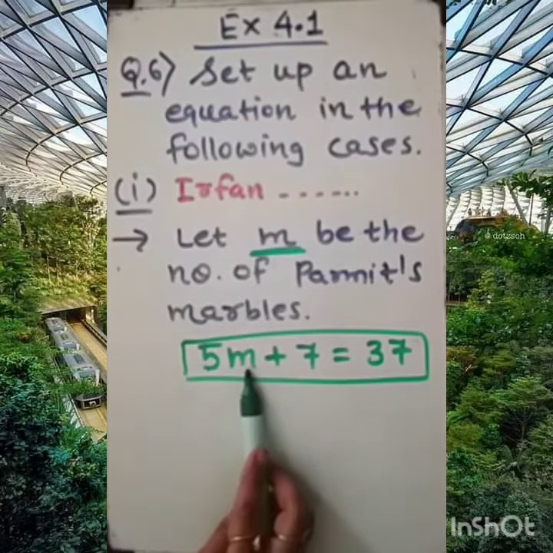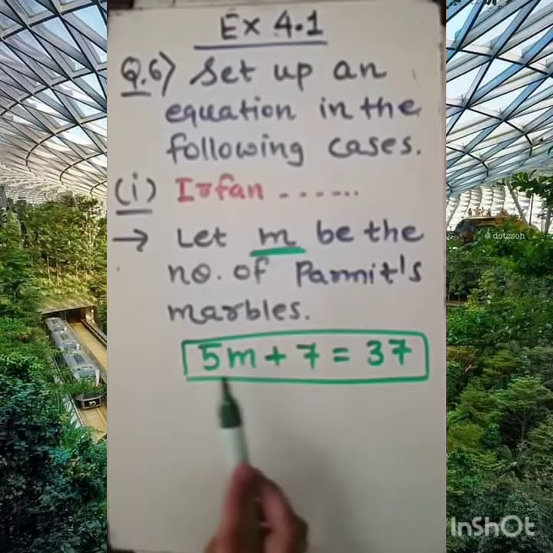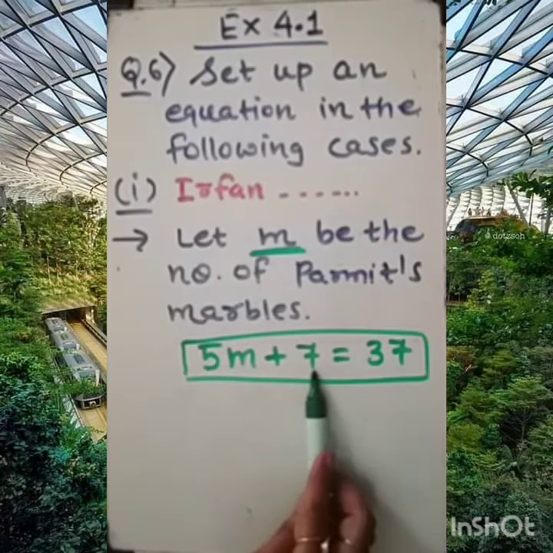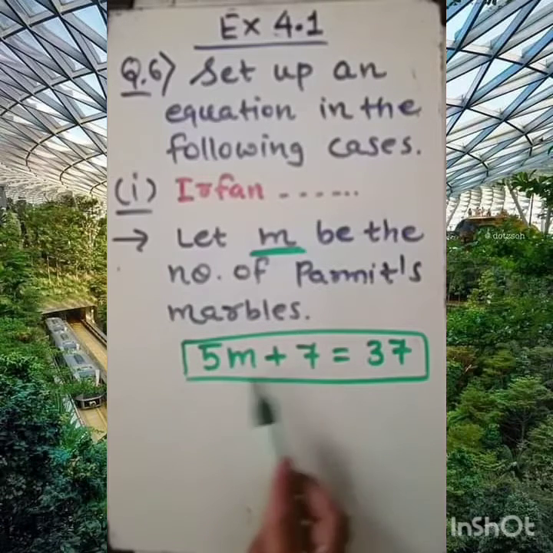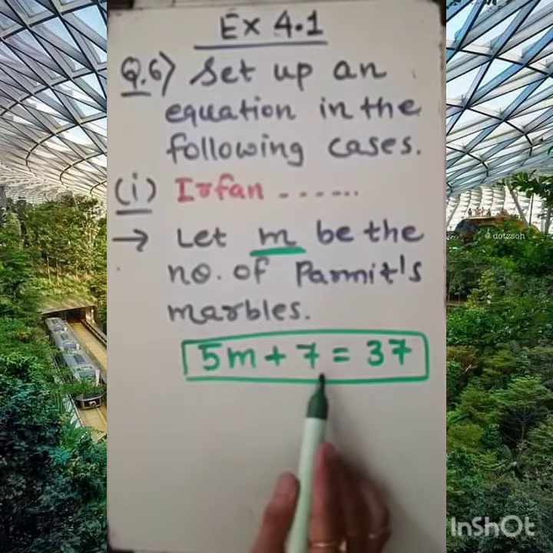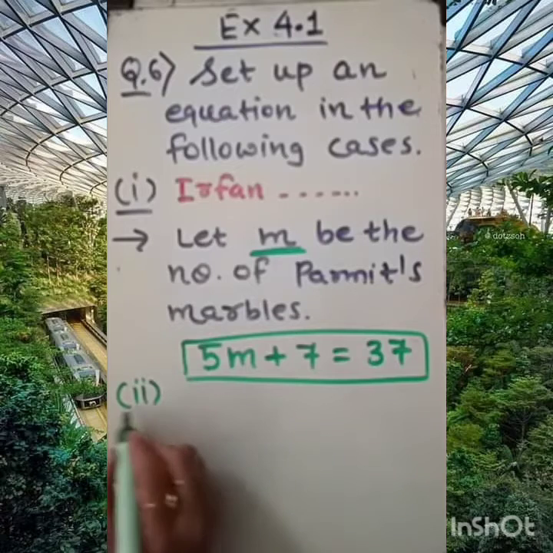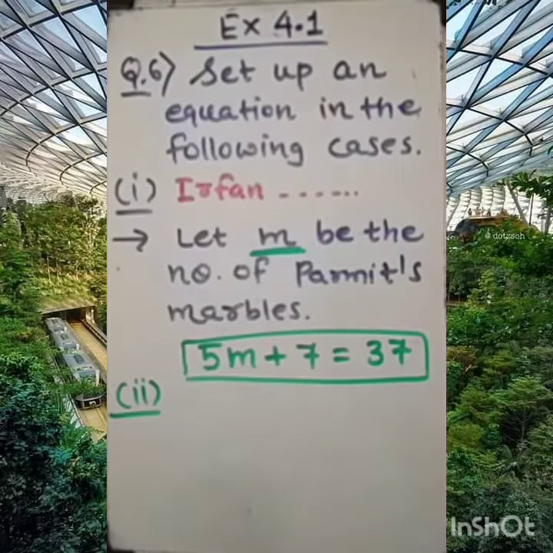Here m is a marble. So the number of marbles is 5 times m, and we are adding 7 more than that, which gives the result 37. So 5m plus 7 equals 37 is the equation of the given statement.